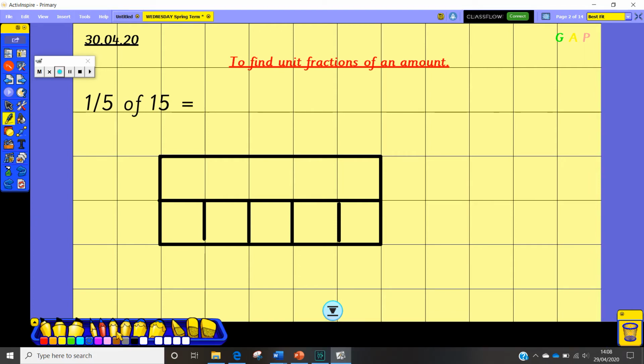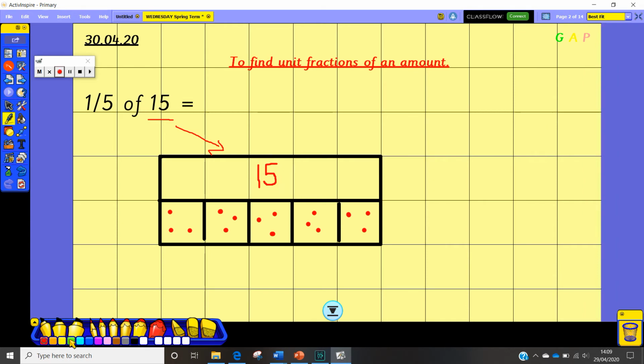So the next step along our process of working out this answer is to write the whole number in my whole number box. So I've got a whole number of 15 here, and then I am going to share my 15 between my fifths. So let's count with me. We've got 1, 2, 3, 4, 5, 6, 7, 8, 9, 10, 11, 12, 13, 14, 15. And I'm going to stop there because my whole number here is 15.